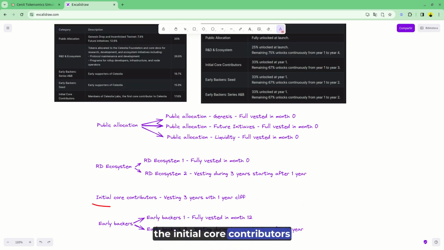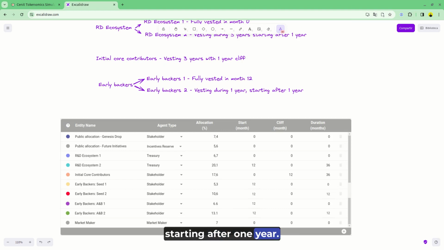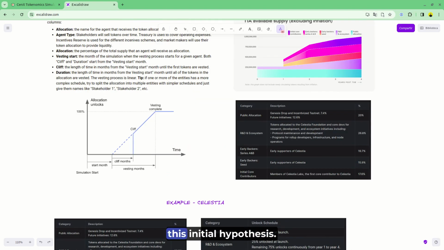The initial core contributors can be done in just 1 row, since basically this configuration is vested in 3 years with 1 year cliff. And for the early backers, it is quite similar to what we have seen here in R&D ecosystem. Fully vested in month 12 instead of month 0, and then vesting during 1 year starting after 1 year. So based on that, we are going to be filling all the information, and this is how we obtain our vesting schedule based on this initial hypothesis.